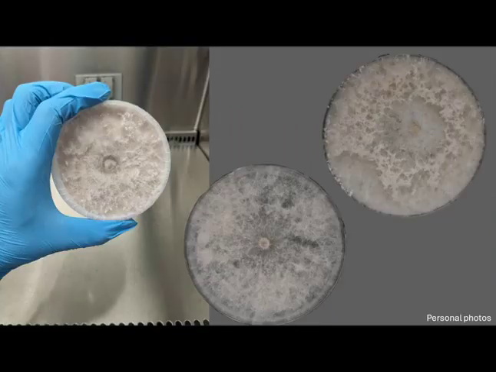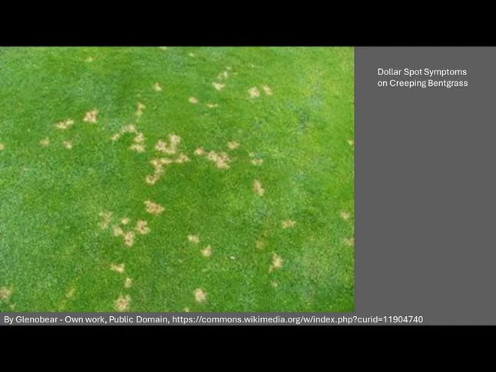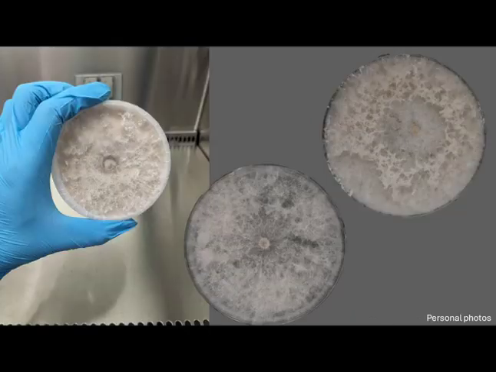Clarireedia jacksonii is the fungus responsible for the dollar spot disease, so I refer to it as dollar spot out of habit. Dollar spot is a disease most notably affecting turf grasses. It's an unsightly and expensive problem to manage.